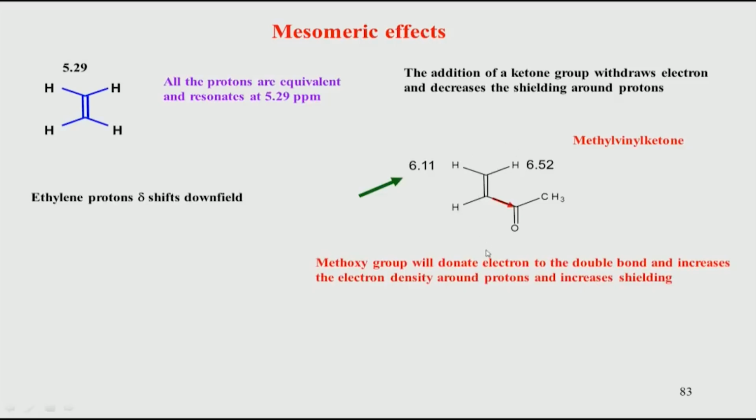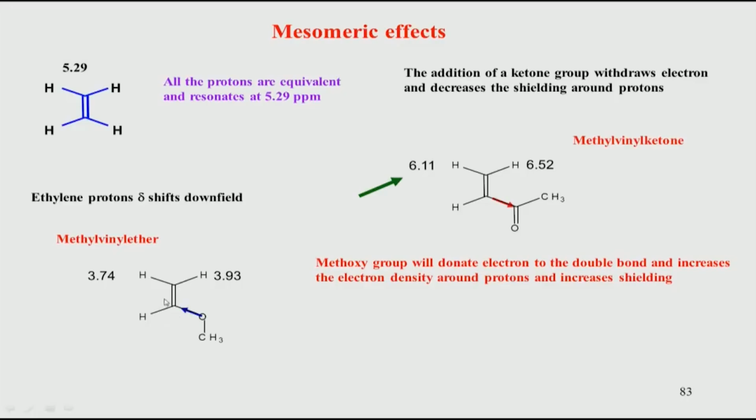You can see here another system, where let us say you have a methoxy group. A methoxy group is the opposite of a carbonyl group; it actually donates electrons. This is what is shown here. If you look at this methyl vinyl ether, the oxygen donates electrons, so the electron density increases all the way towards this side. This carbon now accumulates more electron density around itself compared to the ketone here. Here it was a withdrawing effect, and here it is an electron donating effect.